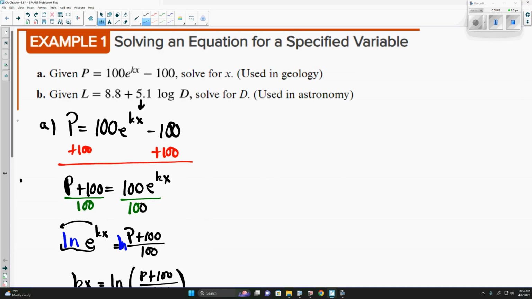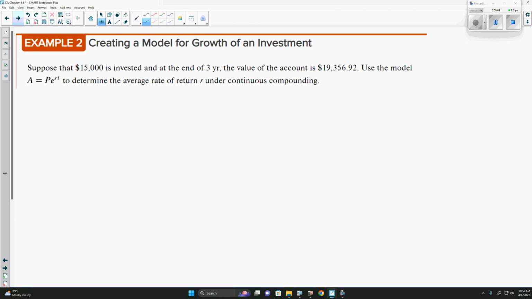Well, I'm not going to focus so much on the other one, but that's all we would need to do for that there. Now what we're going to spend the rest of the time today with is solving these quote-unquote real-world problems, using the properties of logarithms to solve these here. Now the first one is, suppose that $15,000 is invested, and at the end of 3 years the value of the account is $19,356.92. Use the model A equals Pe to the rt to determine the average rate of return r under continuous compounding.